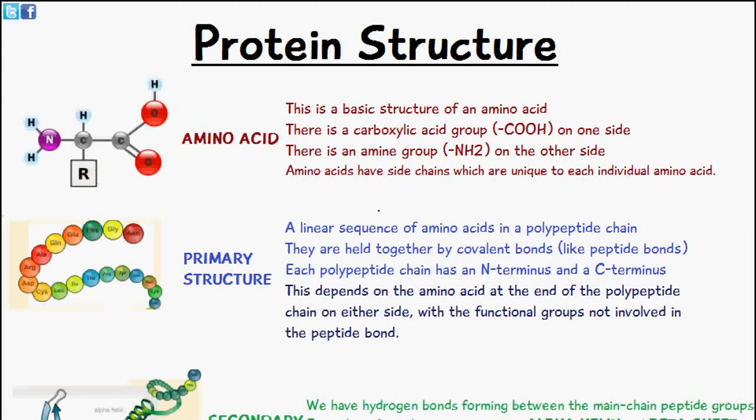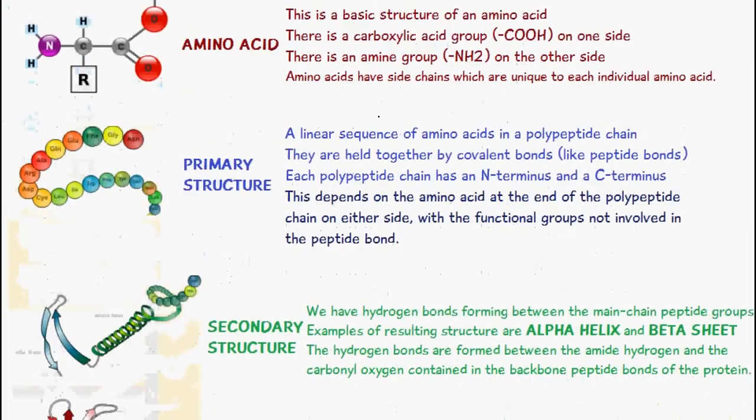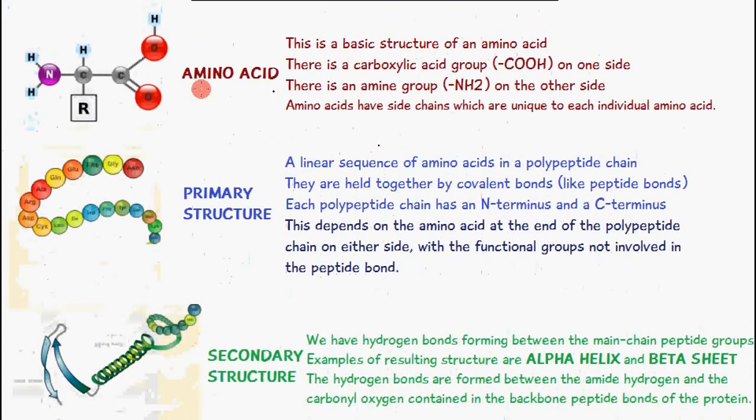So we'll talk about the primary structure first. That's just a linear sequence of amino acids in a polypeptide chain. It's a long sequence of these amino acids and it forms the primary structure of a protein. These amino acids are going to be held together by covalent bonds, otherwise known as peptide bonds. So you have this carboxylic acid group which will bond to another amine group on an adjacent amino acid. That will be a condensation reaction and water will be removed and we'll have the formation of a peptide bond.